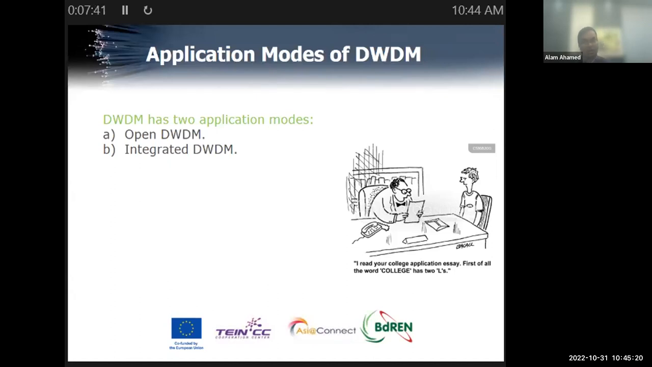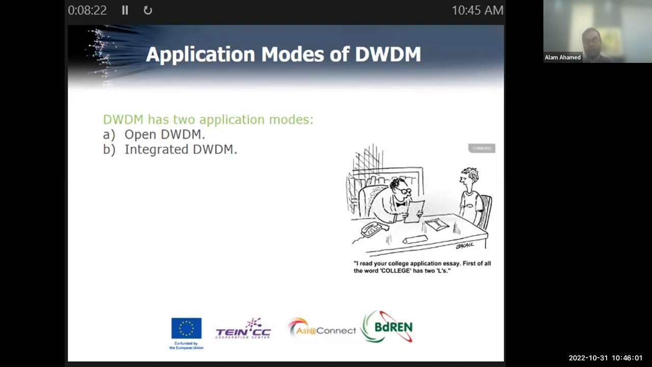What is the open DWDM? What is the integrated DWDM? Open DWDM, the DWDM system adopts wavelength conversion technology to convert the optical signal of the multiplexing terminal into the specific wavelength. That means an open DWDM system uses wavelength conversion technology, and an integrated DWDM system, without adopting the wavelength conversion technology, requires that the optical signal wavelength of the multiplexing terminal meet the DWDM specification.